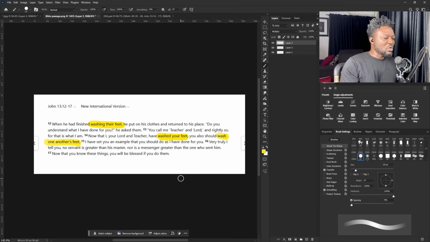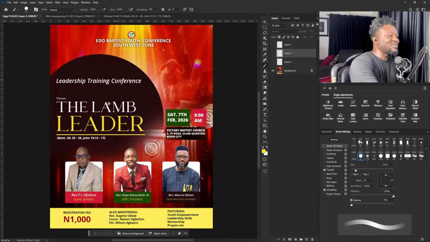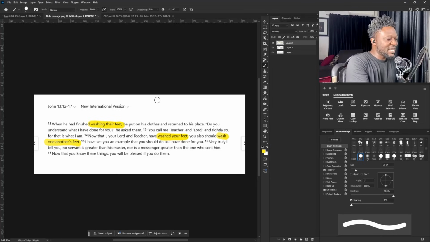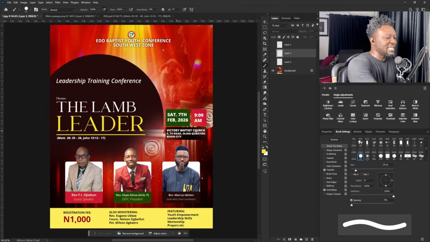All right. So the illustration that connects with what this artwork is talking about here is getting a picture of someone washing another person's feet. All right. So this is what inspired the illustration I'm going to use here. Now you see that this is far from using a lamb.